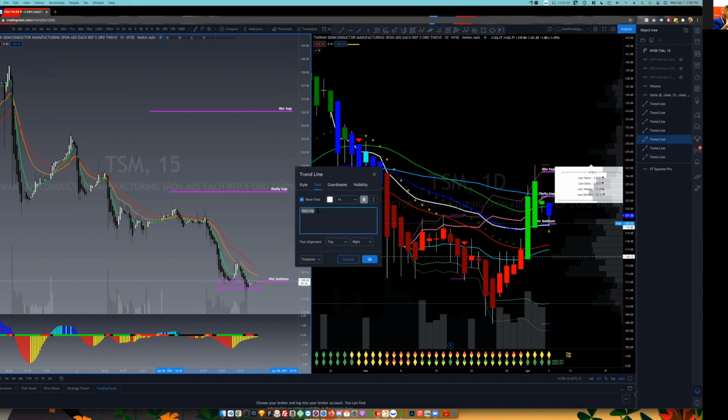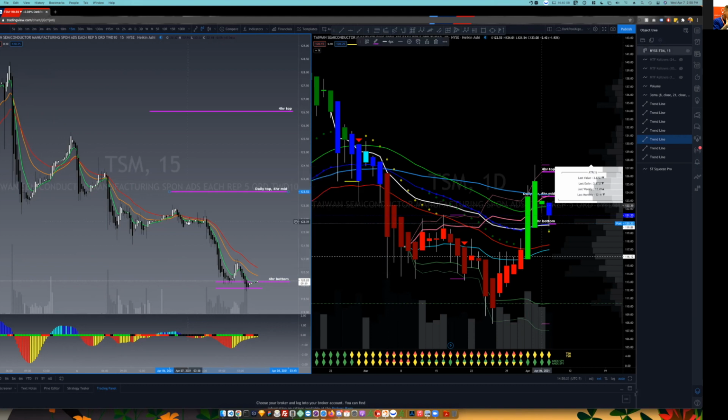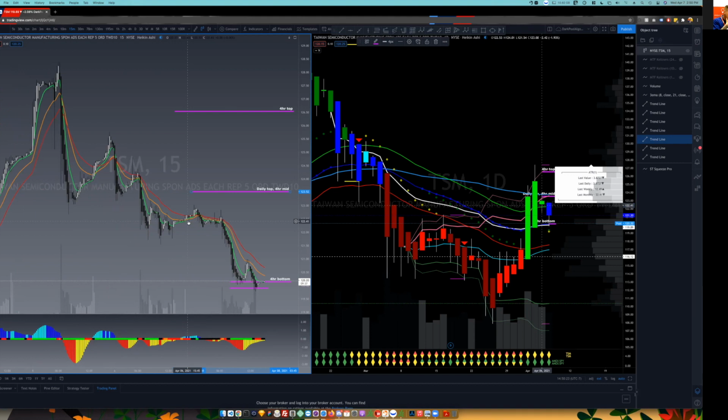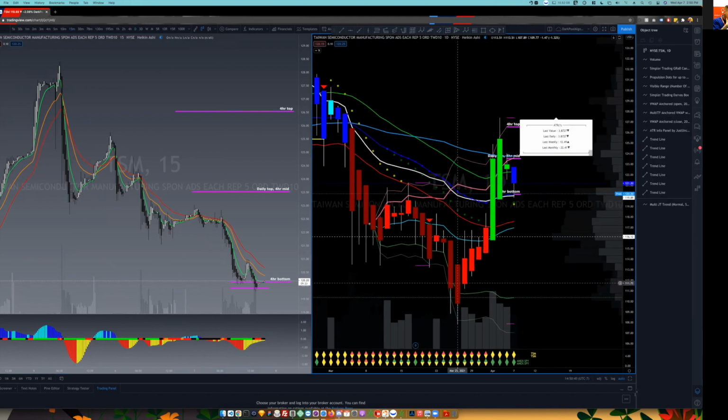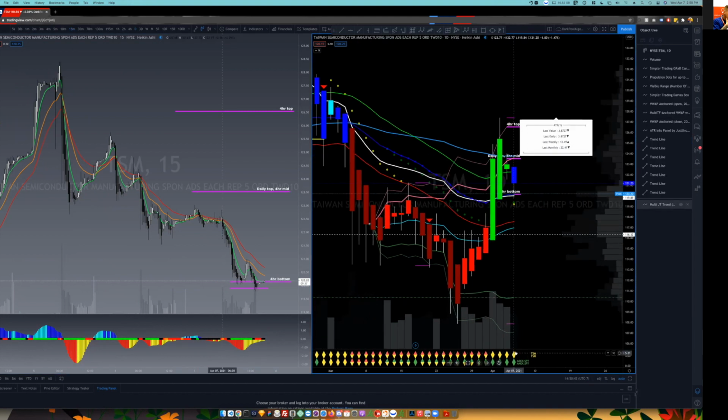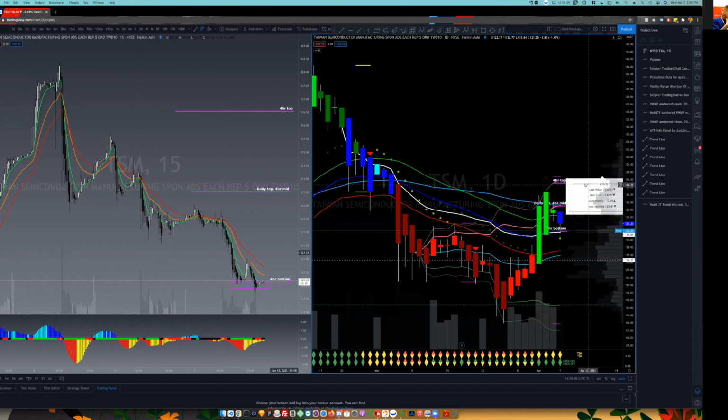The daily top. All right, what do we see here? We've got a mid compression squeeze forming, the squeeze indicator. TSM in comparison to the rest of the market is choppy, is what this indicates.